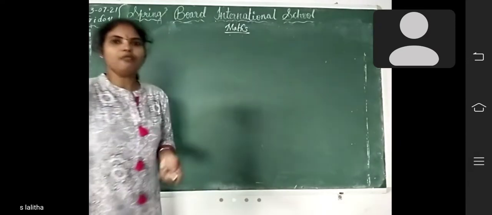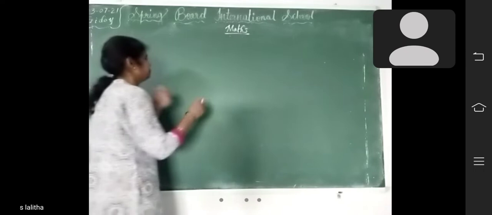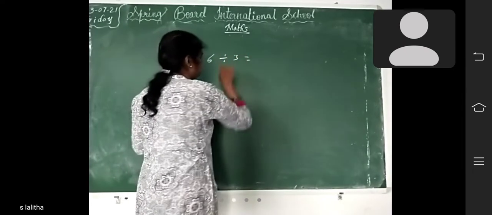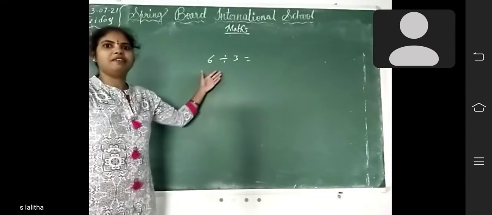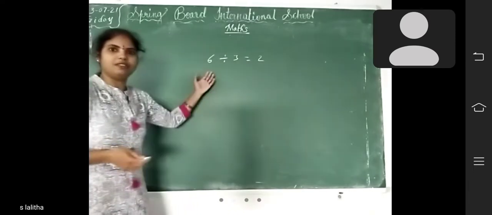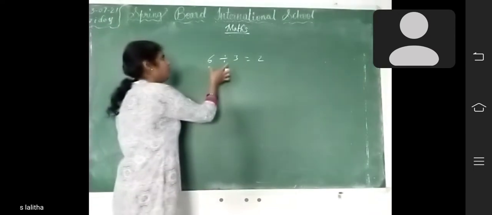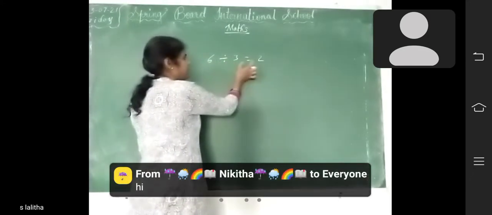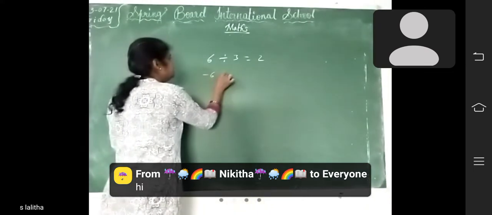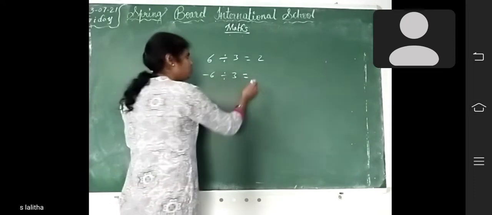Next, division of integers. Division of integers is the same as that only. See here, 6 divided by 3. How much, children? 6 divided by 3 is 2. So the quotient of 6 divided by 3 is positive 2. Okay. Next, minus 6 divided by 3. What is the quotient? Minus 2.